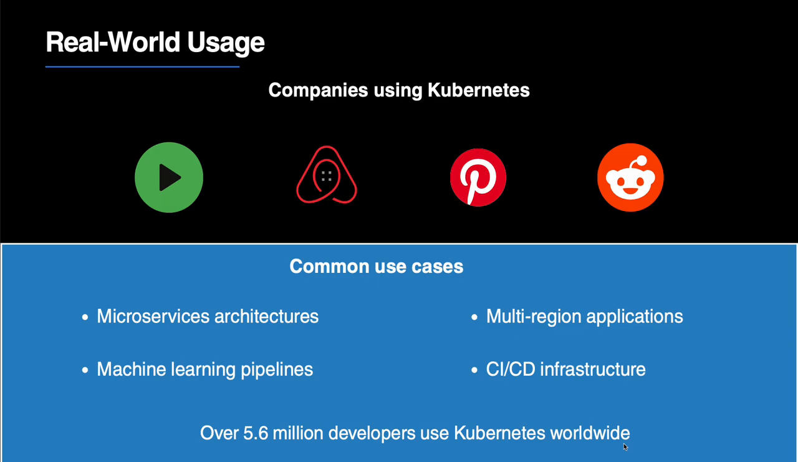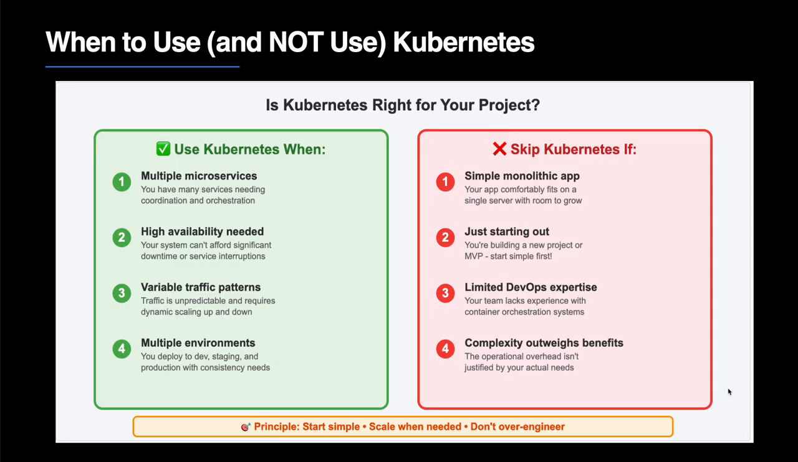Pinterest, Reddit, and countless other companies rely on Kubernetes. Common use cases include microservices architecture, machine learning pipelines, data processing workflows, multi-region applications, and CI/CD infrastructure. Over 5.6 million developers worldwide use Kubernetes. Isn't it fascinating?